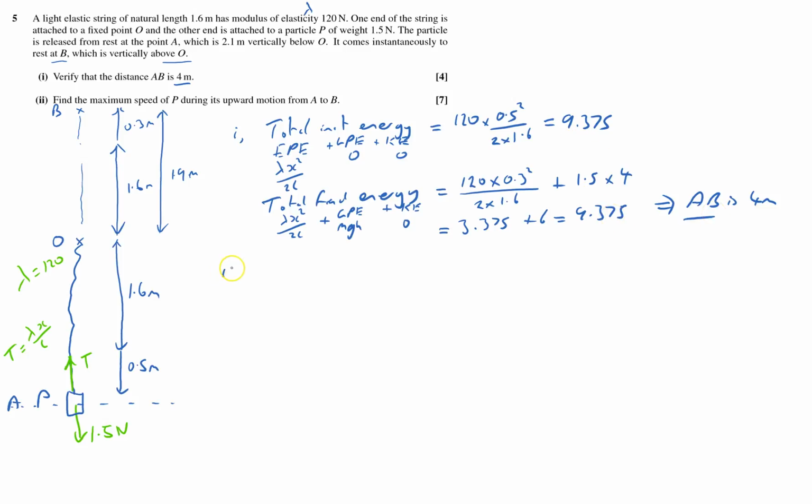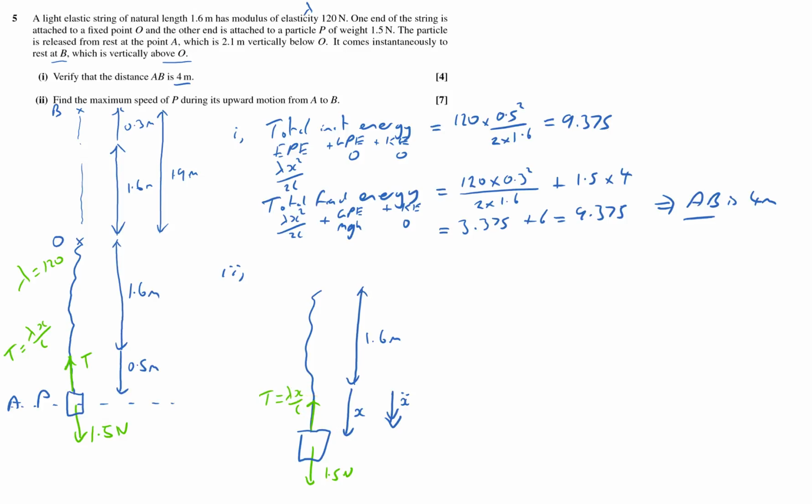That's good. Part 2. Find the maximum speed of P during its upward motion from A to B. So I've got the string going down like this. This is my natural length, 1.6 meters, and I say it's stretched down there by x, and that will give my x double dot, my acceleration, like so. Put my forces on there, 1.5 newtons, and T, which equals lambda x over L.